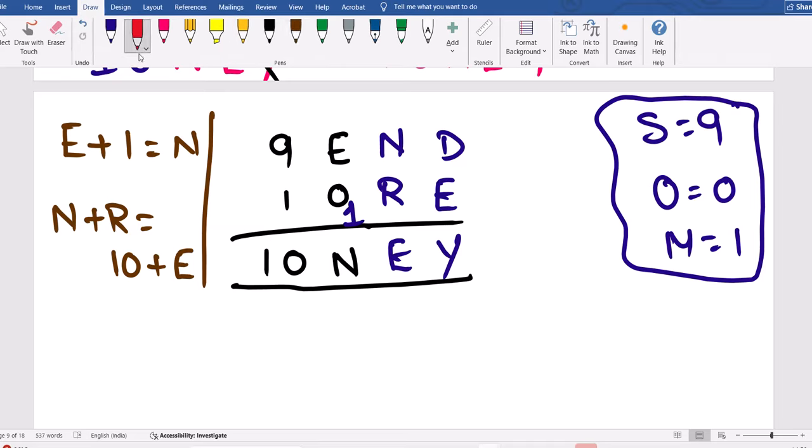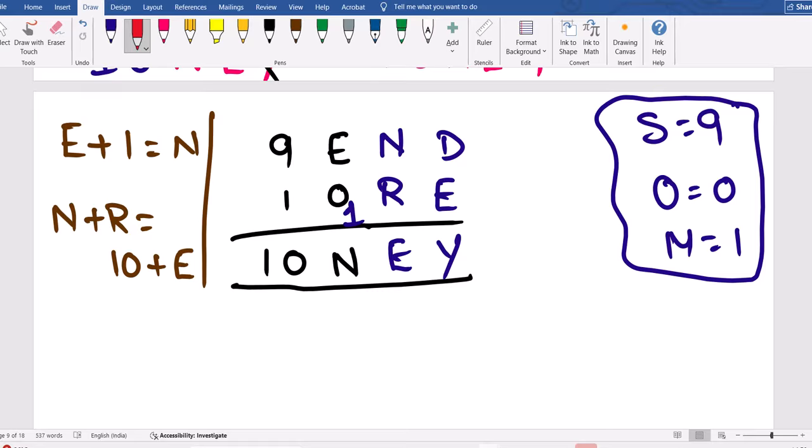N is there in 2 places, E is there in 3 places. You cannot go for E as 8. Evaluate not possible. Like that you try. Because 8 plus 1 is 9, N should be 9, and 9 is already assigned. E cannot be 8. Then E value 7.